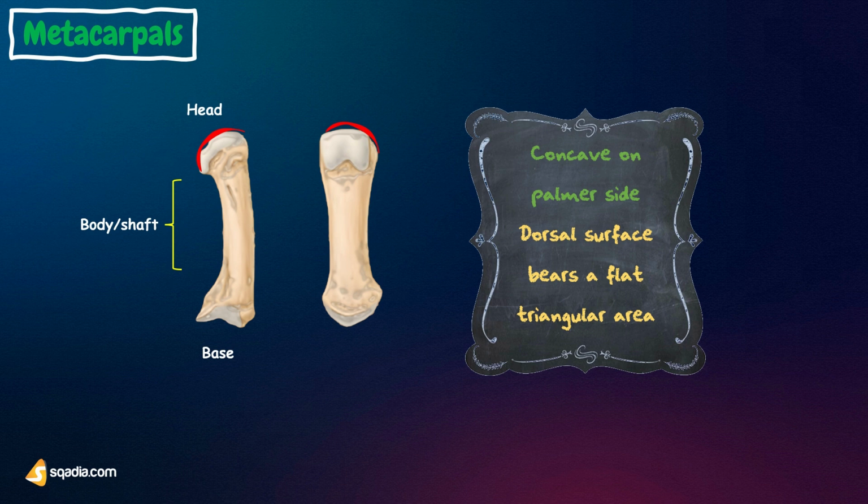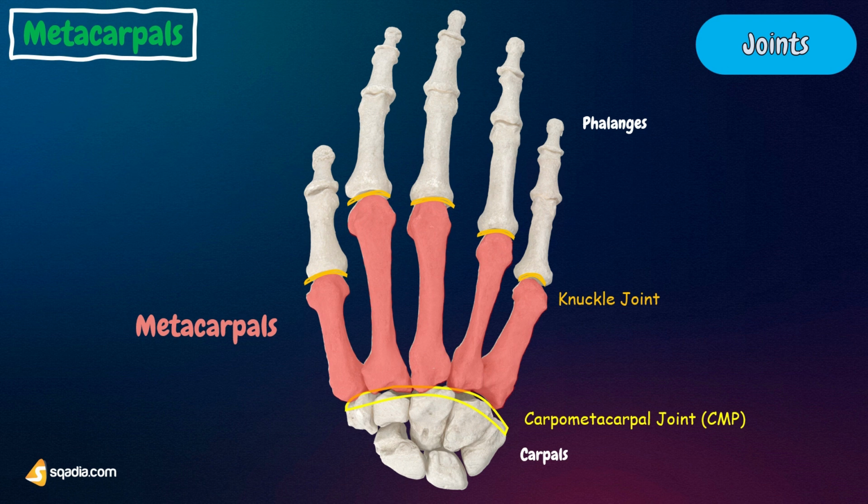As you can see here, the metacarpal bones form 2 joints. One with the carpal bones proximally, known as the carpometacarpal joint. Second with the phalanges distally, known as the metacarpophalangeal joint.